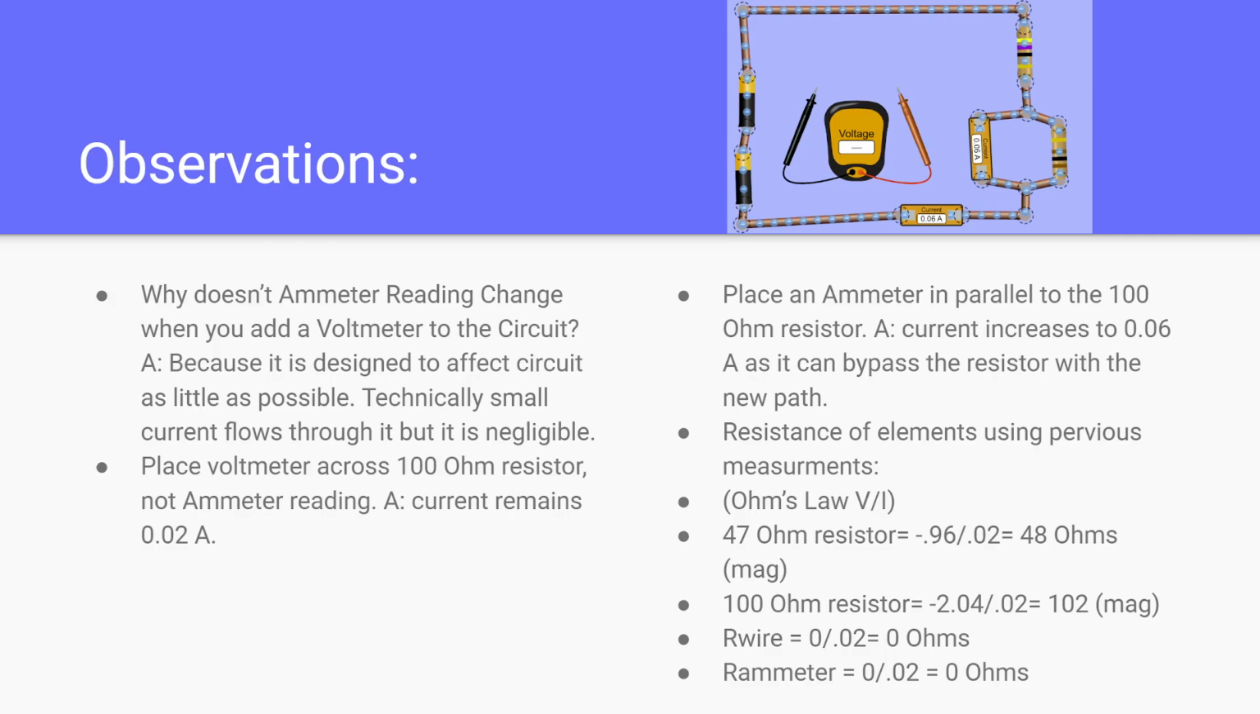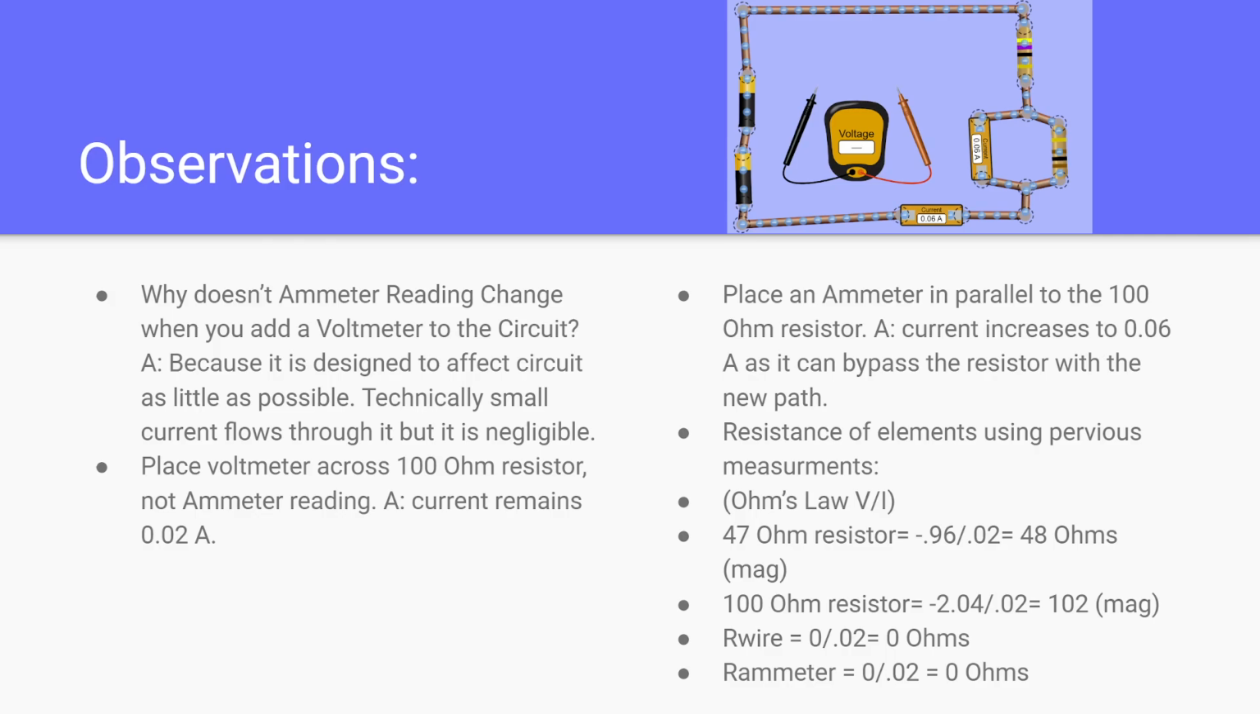Observation: why doesn't the ammeter reading change when you add a voltmeter to the circuit? That's because a voltmeter is designed to affect the circuit as little as possible. Technically a small current flows through it, but it's negligible in our instance. If we place the voltmeter across a 100 ohm resistor, the ammeter reading remains 0.02 amps. If we place an ammeter in parallel to a 100 ohm resistor, the current increases to 0.06 because it can bypass the resistor with a new path.